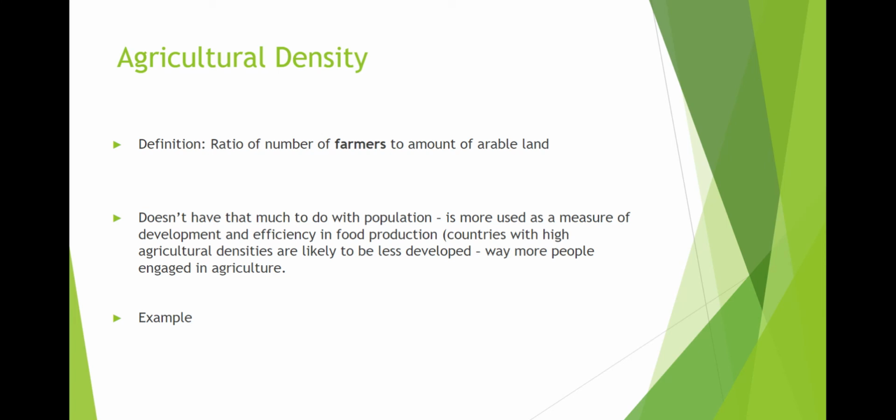So as a general rule, countries that are more developed are going to have a much smaller percentage of their workforce engaged in farming. And countries that are less developed have a lot more farmers. So what this statistic actually does is it tells us a lot about the country's level of development, because countries with high agricultural densities are likely to be less developed because they have more people engaged in agriculture. So essentially the numerator is bigger, right?